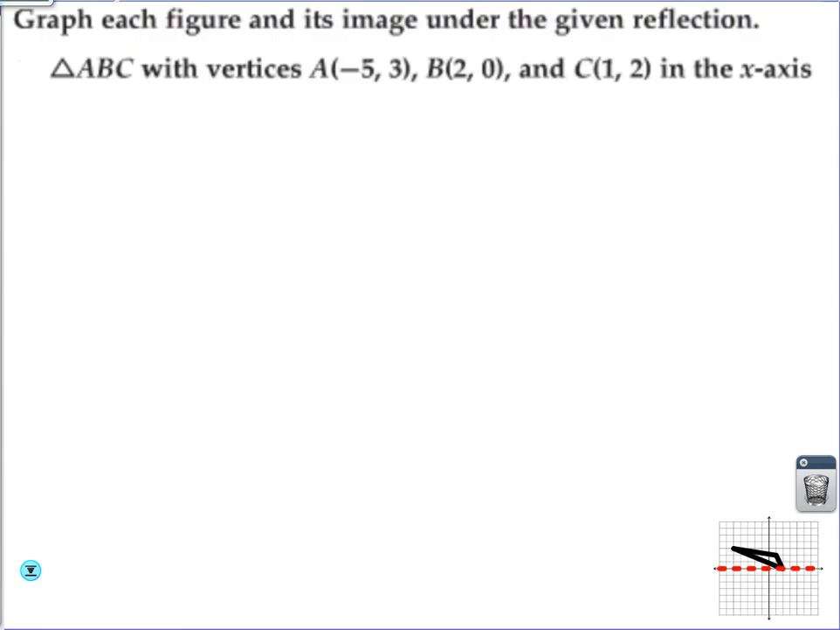Let's do some more. Graph each figure and its image. A lot of people get mixed up with that whole image thing because you would think the image would be what you're given. You're given a pre-image, and we're going to turn it into the image of it. The pre-image is what you start with. After you transform it, it's now an image. So it says graph the figure. I already did it for you.